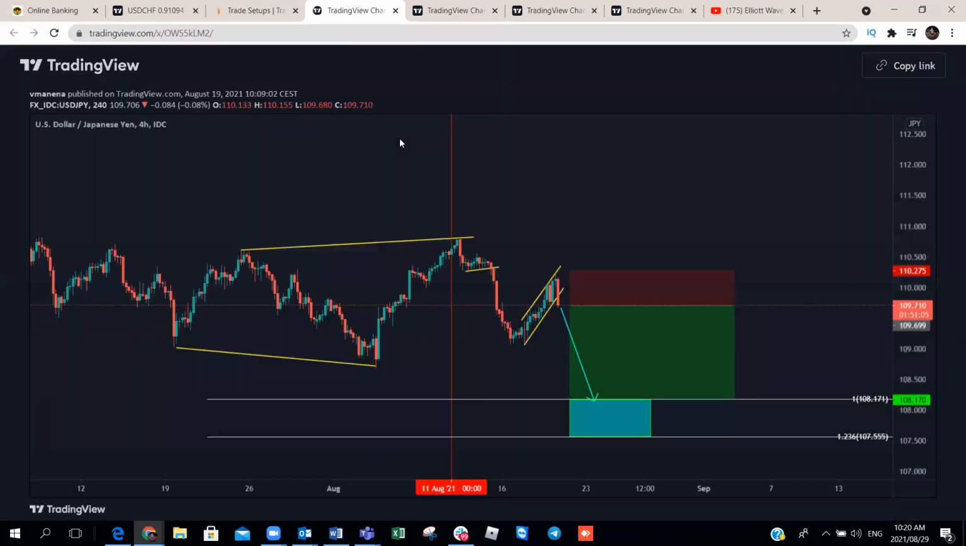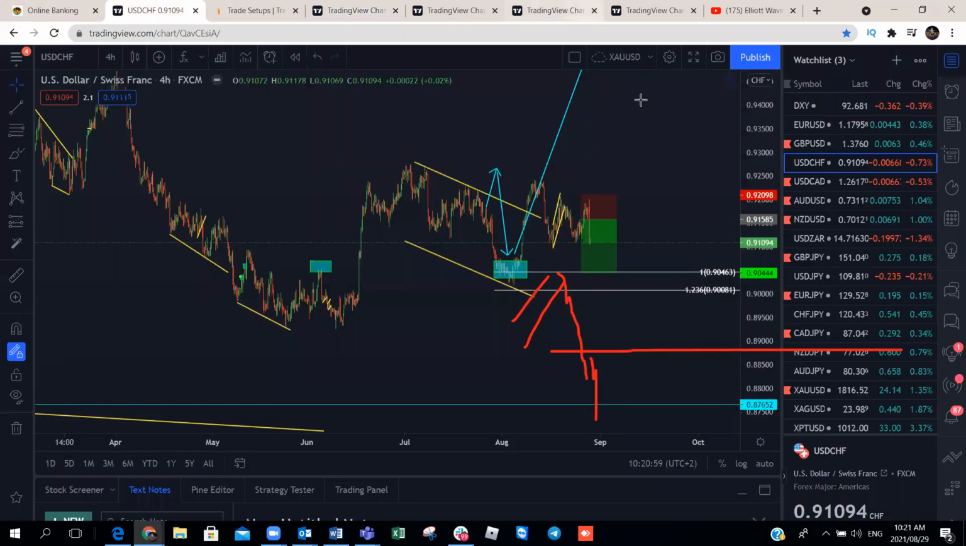So this is US dollar CHF. This confirmed when we got this structure here, and we're looking for this one to go to 108.17. We are currently at 109.10. We're currently around here now. We look for this one to reach the target. Let's go back to it. So that is how this one has played out.